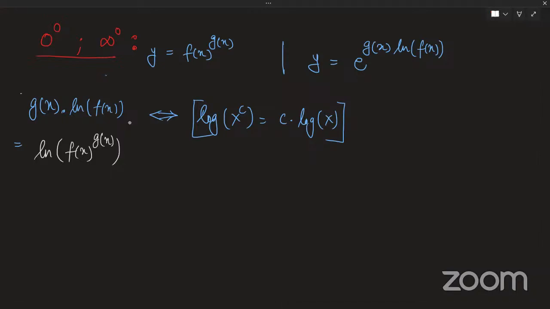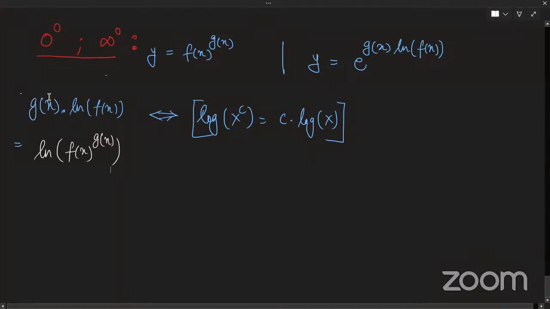Okay. So I have this property where log of x raised to c can be written as c into log of x. If you have a power in your logarithm, it can come outside and get multiplied. So here I have g of x into ln of f of x. I'm just going back one step. I have a c over here, so this c can go back and raise itself to the power of x.